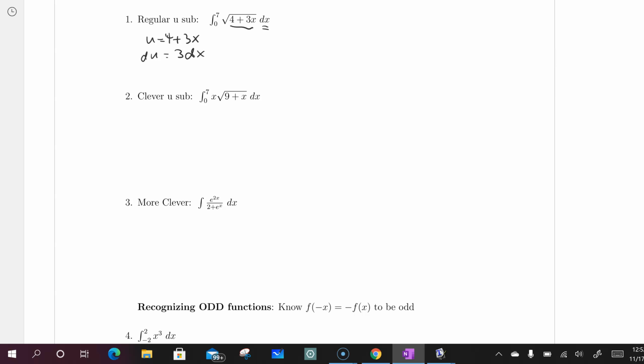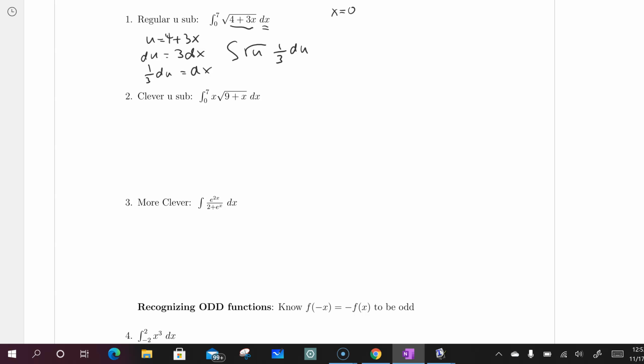So I notice there's no 3, so I'm going to multiply both sides by 1/3. So now I've got the square root of u, and then I'm going to replace dx with 1/3 du. And I want to make sure that you're really clear on how to change the limits of integration.